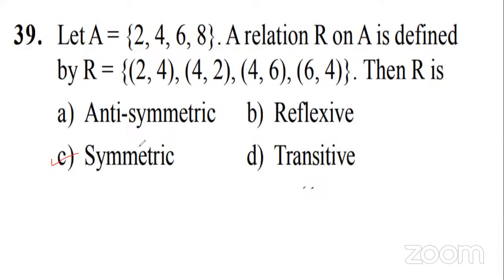If you don't know, let me give the explanation for this. It's very easy. The set A is given as 2, 4, 6, 8, and the relation R is clearly given as 24, 42, 46 and 64 on the set A. So if you take elements A and B, if (A, B) belongs to R, then R is always equal to R inverse. When R is equal to its inverse, it must satisfy the symmetric law. So it must be symmetric. Okay. Next one.